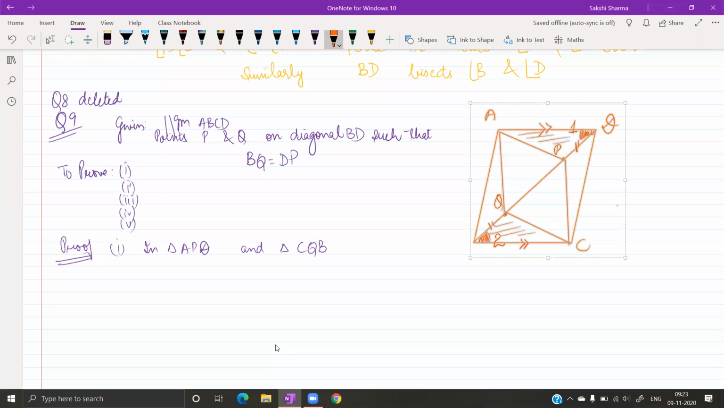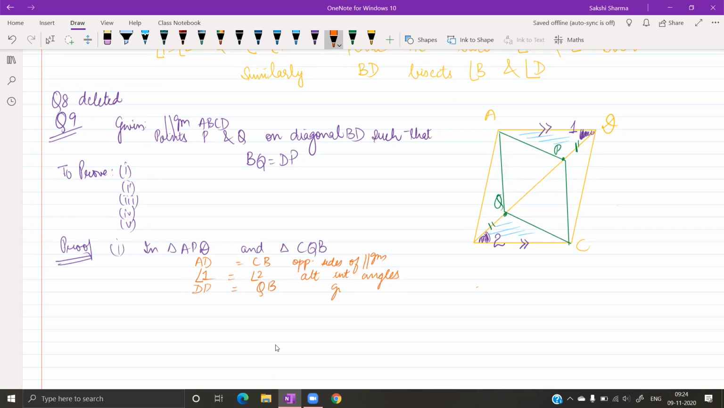I'm going to write down the parts which are equal. So from APD, I have AD equal to CB. These are opposite sides of parallelogram. Then angle 1 equals angle 2. These form a pair of alternate interior angles. And then finally, I have DP equals QB. This is given.